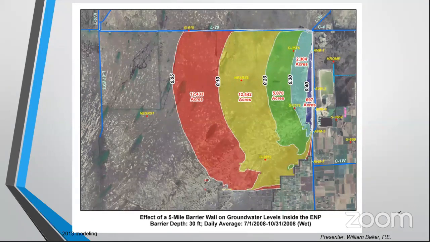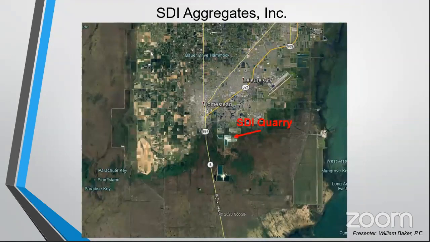Okay, moving on to the next slide. This is our other project that we just did. This is a quarry south of Homestead in Florida City. You can see the FP&L cooling ponds to the southwest, and the bay there to the east. Next slide, please.